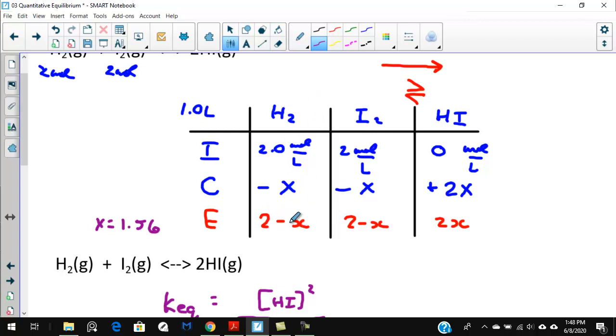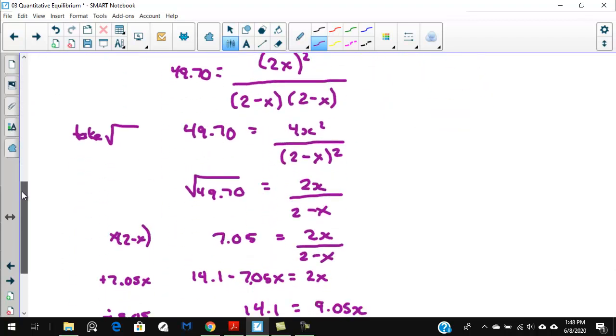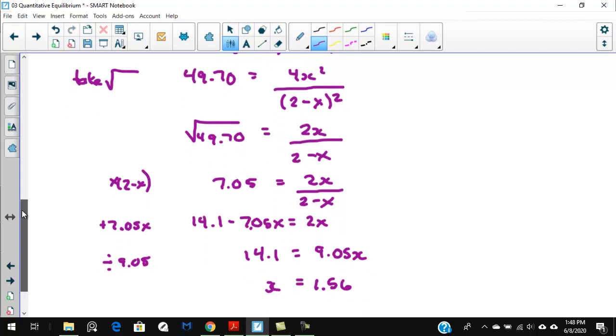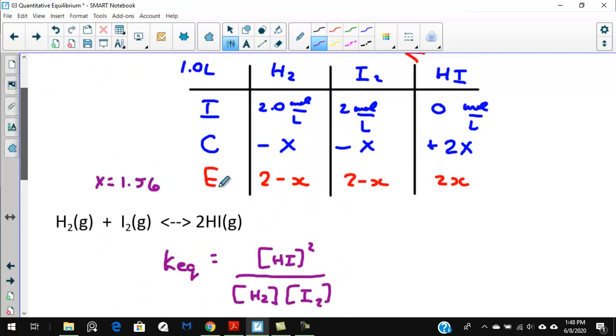You can't have a negative equilibrium concentration. So if for some reason 2 minus x came out to be a negative value, you need to go back and look at your math because you've made a mistake somewhere. Equilibrium values should never come out to be negatives. Okay? But we see that it's not. 2 minus x evaluates out to be 0.44 moles per liter. And then finally 2 times x would be 3.12 moles per liter. Okay? So that is how you solve those.